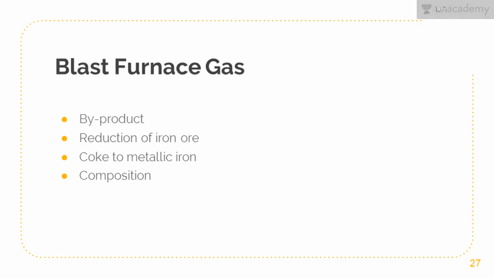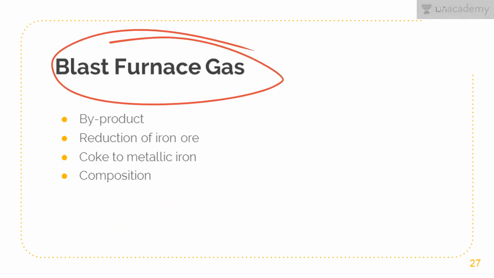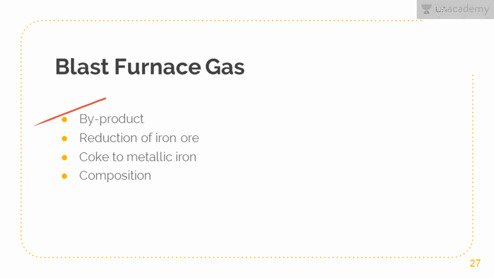So let's move on to the blast furnace gas. It is a byproduct of blast furnaces that is generated when iron ore is reduced with coke to metallic iron. So let's have a note about the composition of the blast furnace gases.